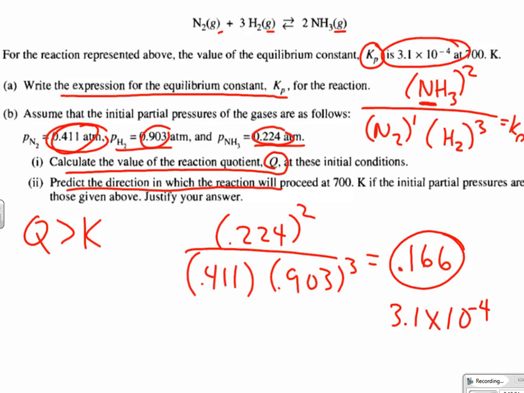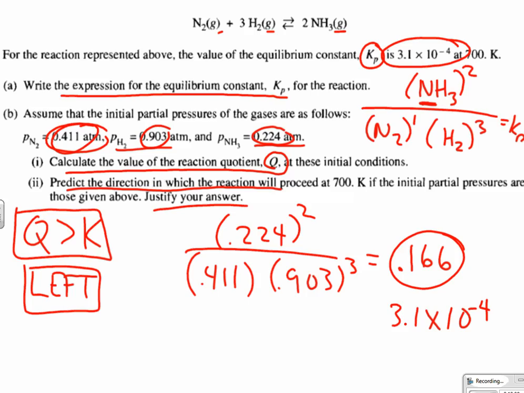That's where it says to justify your answer. This is saying you've looked at Q and K and you know what the difference is. Left is saying that you know that since you're past equilibrium, it has to travel that direction or reverse. That's what it's talking about in a typical Q problem.